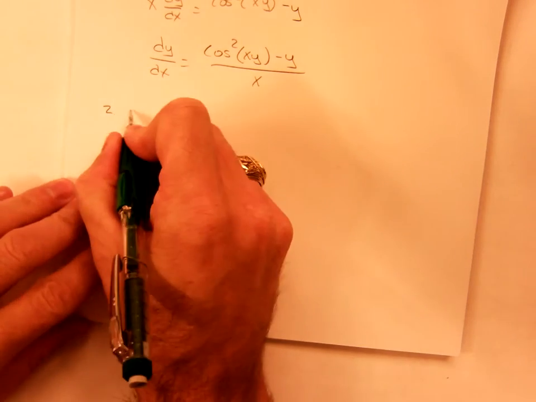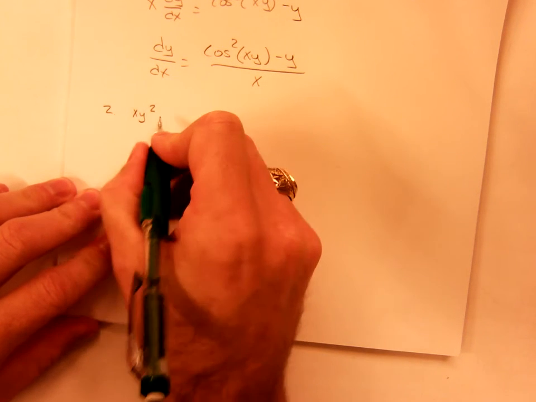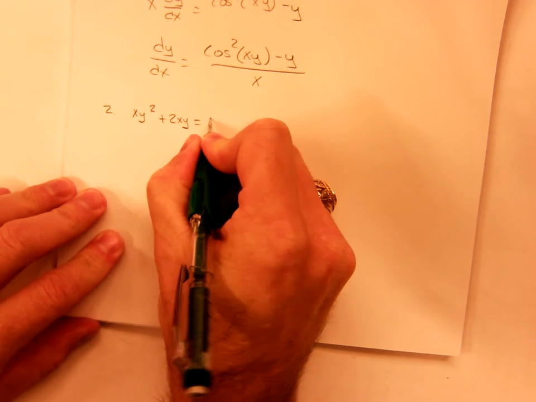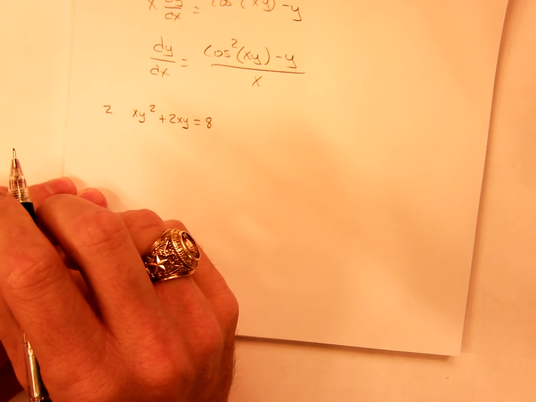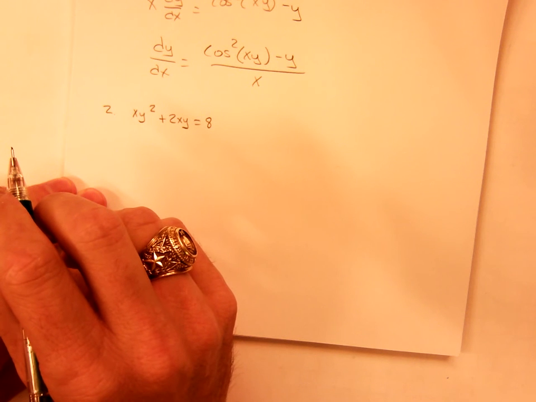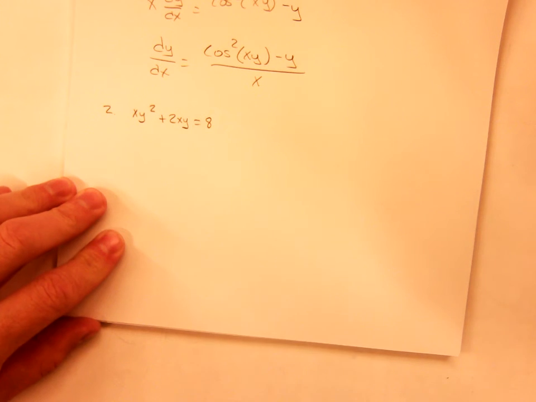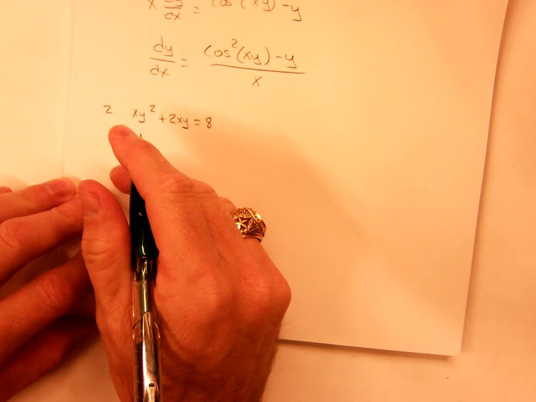All right. xy squared plus 2xy is equal to 8. All right, so we're going to do the derivative of this. You guys with me back there? Yes, sir.